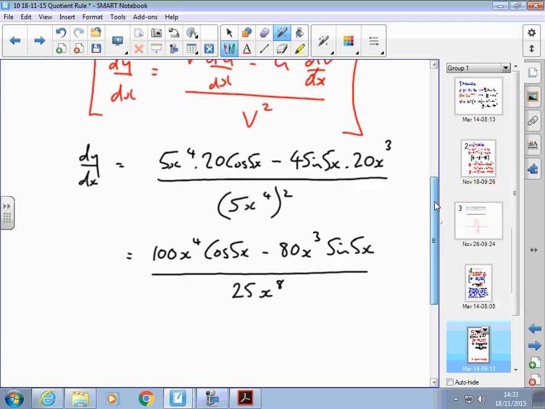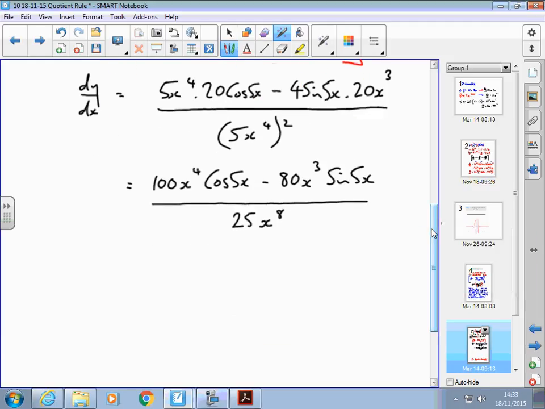Now comes an important algebraic step. I've got on the bottom here x to the 8, I've got x times x times x, 8 times. And I've got some x's on the top. I can't, as it stands, cancel this into these because they're added or subtracted. I can't do that. But I can if they're multiplied together. So factorizing the top is going to be important because I can then do some cancelling.